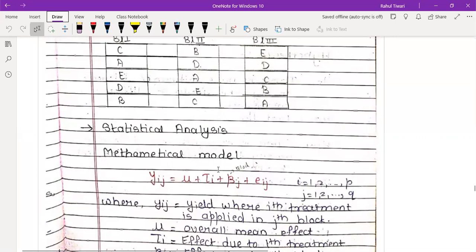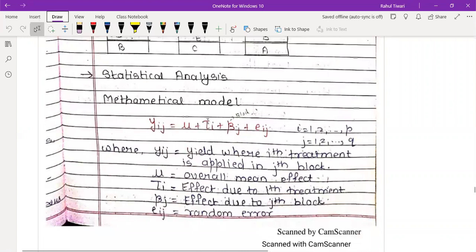It's nothing but mu plus the effect of tau i plus beta j, or I can use alpha i, beta j, both will be fine. So Y_ij equals mu plus tau i plus beta j plus e_ij. Beta means it's the block, the second effect. What is tau i? It's the effect of the ith treatment, and beta j is the effect of the jth block.